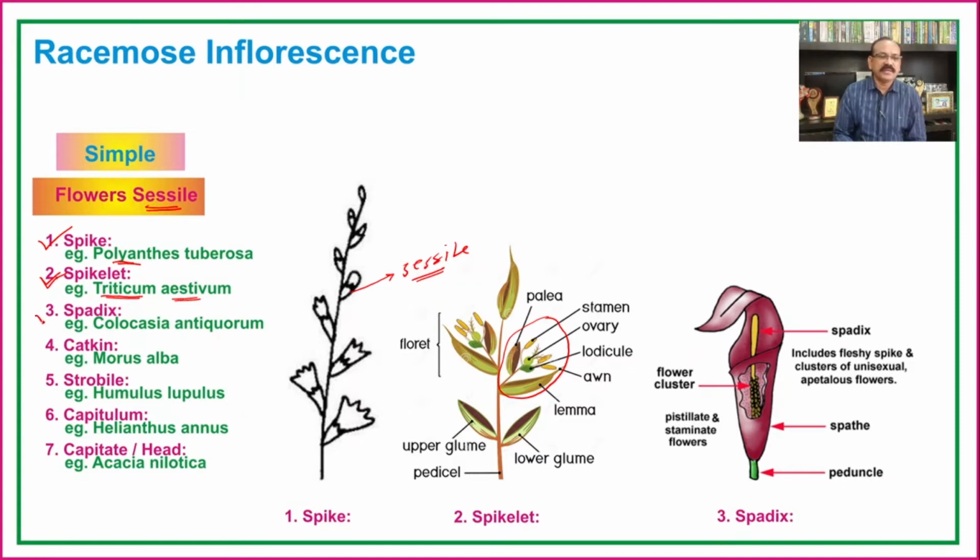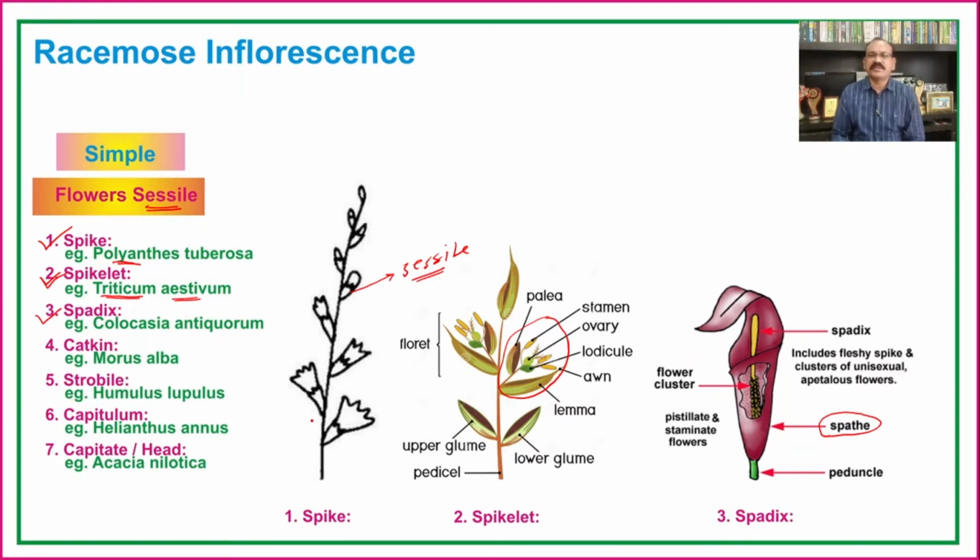The third type is a spadix, and in the spadix the type of inflorescence is nothing but the spikelet type of inflorescence. But in addition to that, there is a presence of a bract that is known as spathe, and this spathe is responsible to cover, to clasp the complete inflorescence which is present inside it.